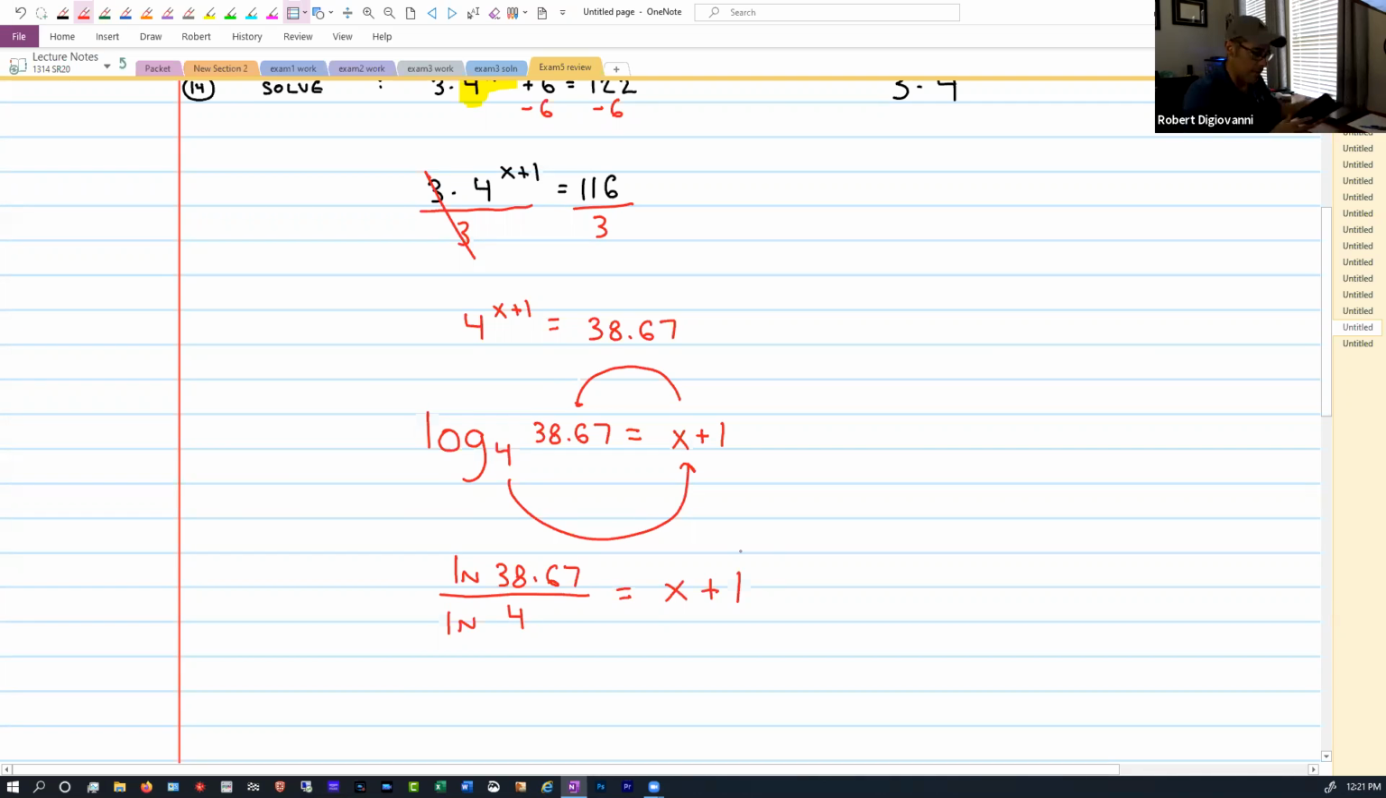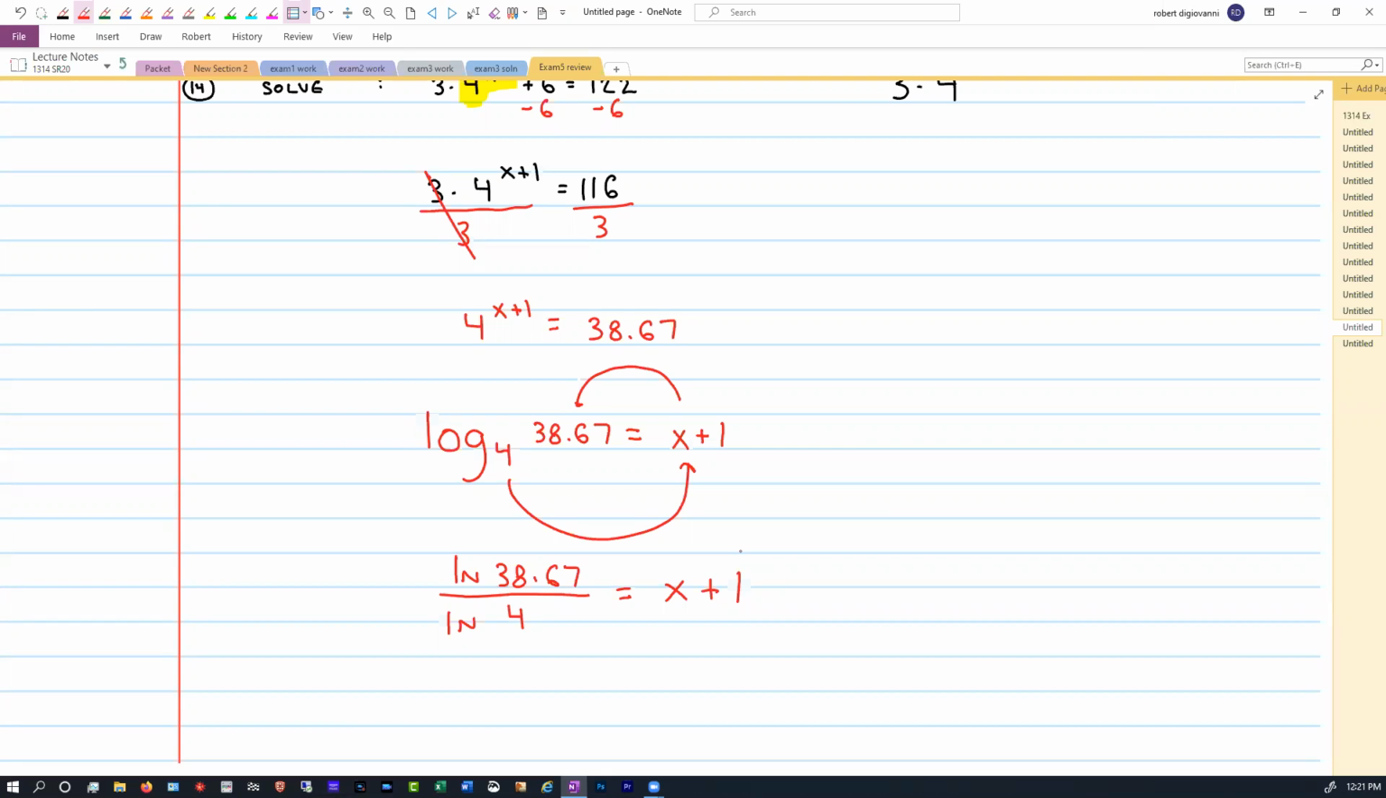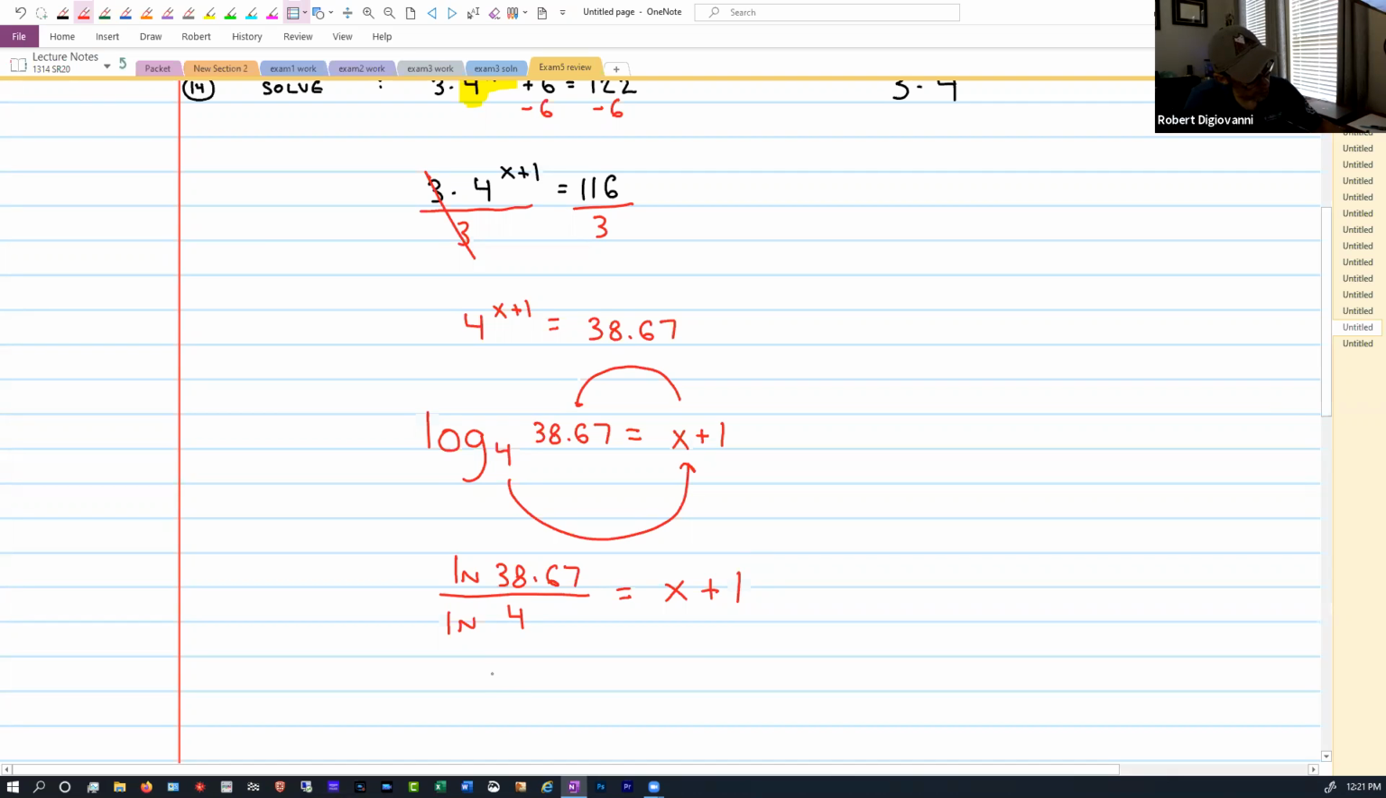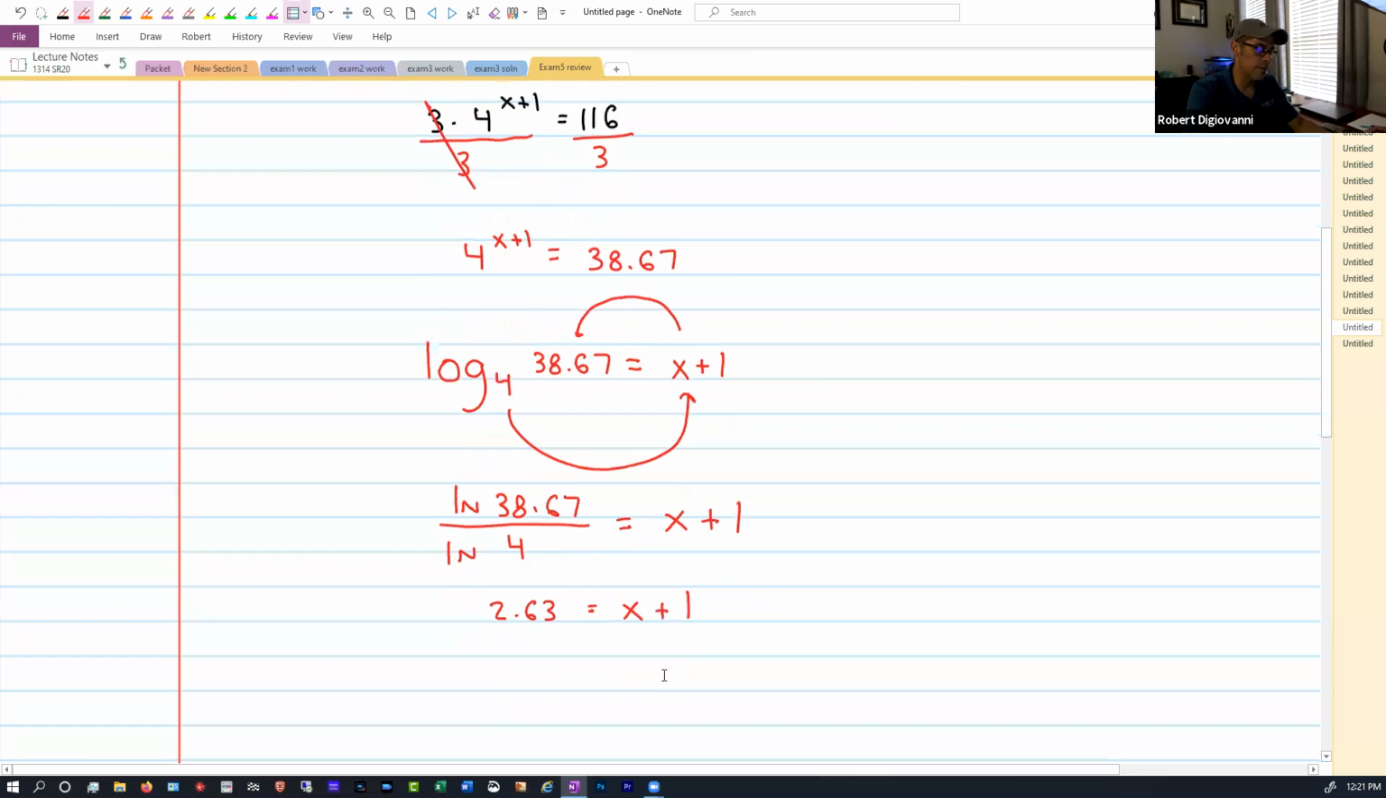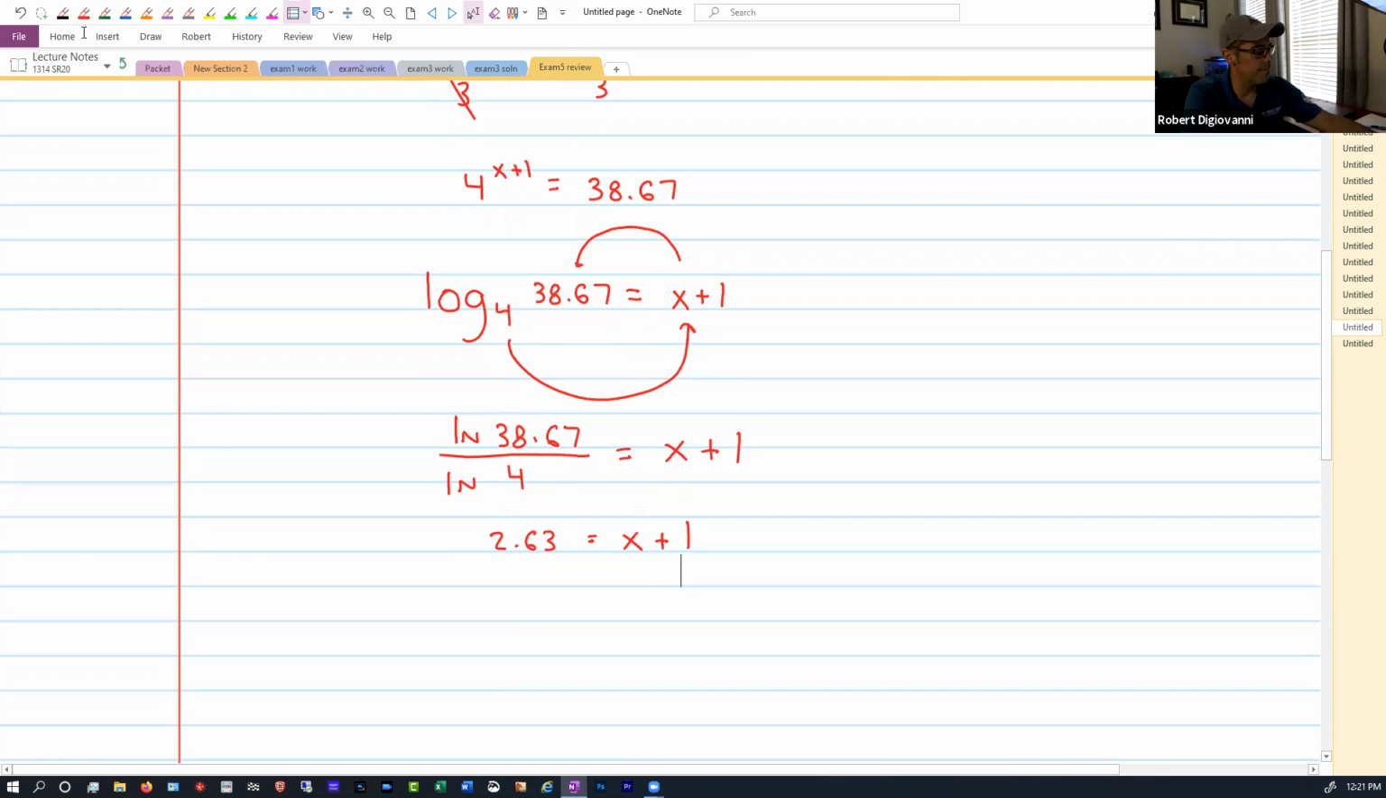So now I need to get on my calculator, do natural log of 38.67 and divide that by natural log of 4. 2.63. Okay, so 2.63 equals x plus 1. So we're supposed to solve for x. We're almost there. Just one more step. Subtract 1. So 1.63 equals x.